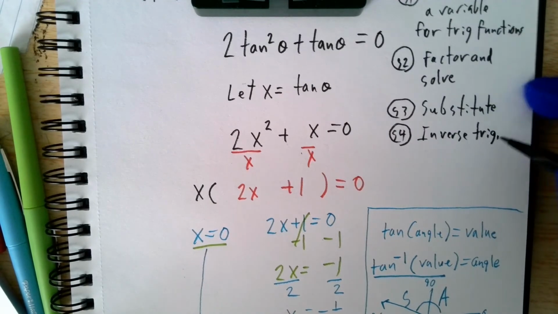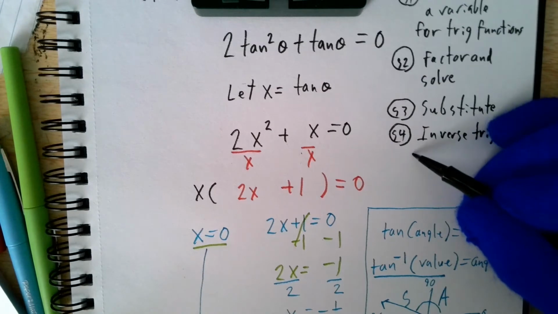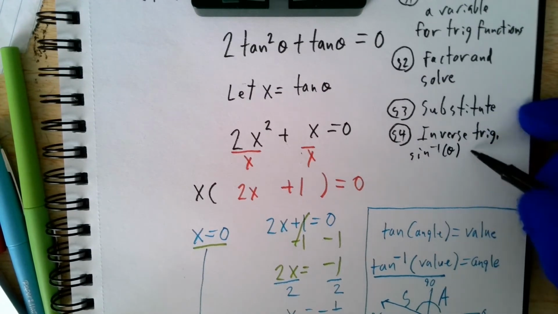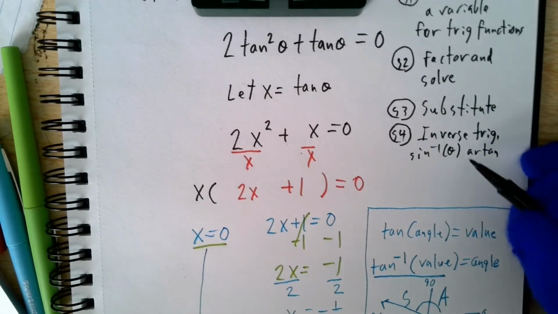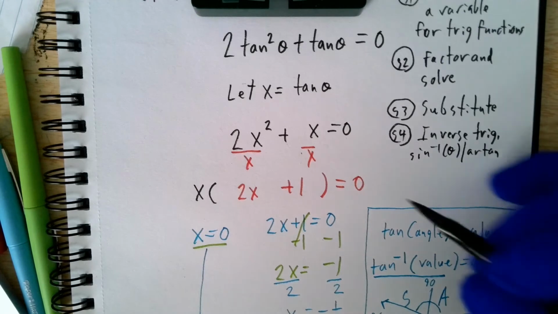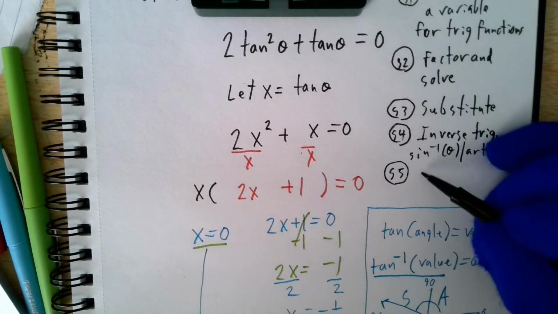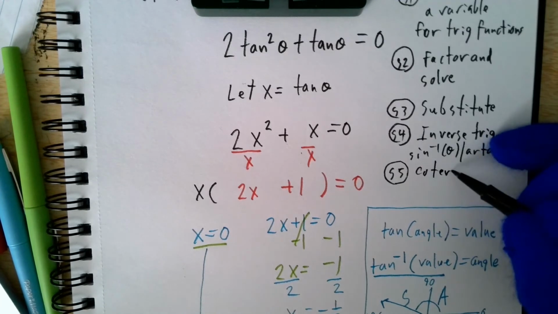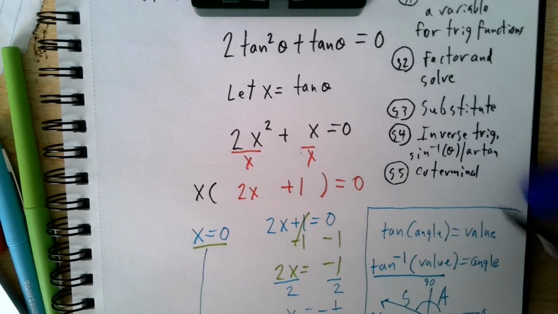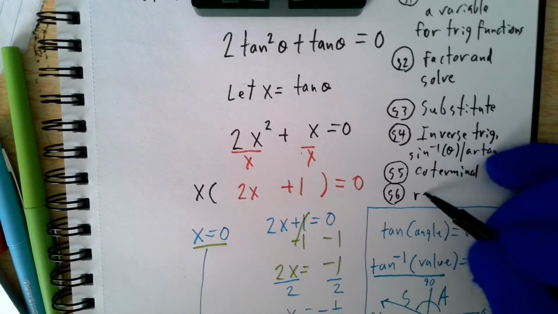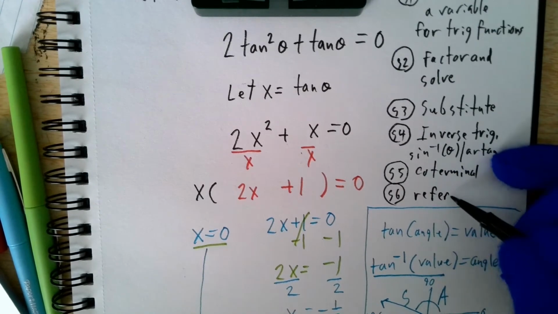Just going to abbreviate that, and just trig functions. And we know that's the stuff like sine to the -1 of theta, or you'll see something like arctan. Both of these are saying the same thing, either or. And then after that, if need be, we'll find a coterminal angle. And then after that, last but not least, we use our reference angles. Okay?